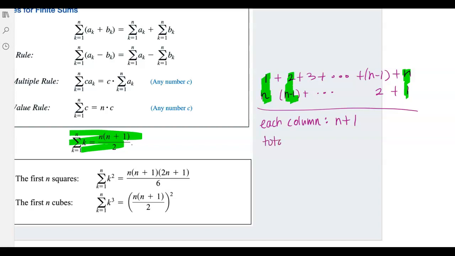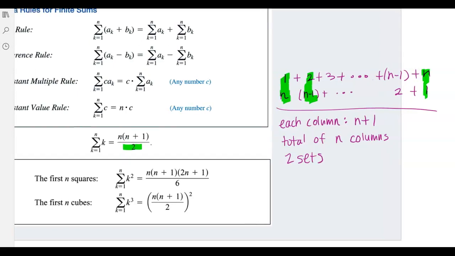And I have a total of n columns of numbers added up together. And I have 2 sets of them, but I only want 1. I'm trying to add up just 1 set of them. So looking at this formula, each column total added up to n plus 1. There were n of them, and I have to divide by 2 because the way that I set this up to show you how we get this formula, I had 2 of them, so I have to divide it by 2. So that's how we get that particular formula.